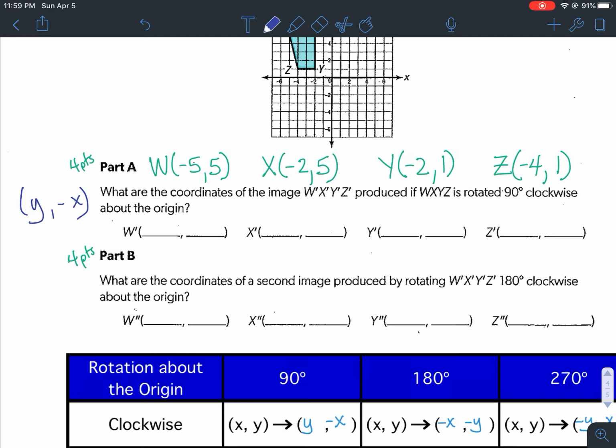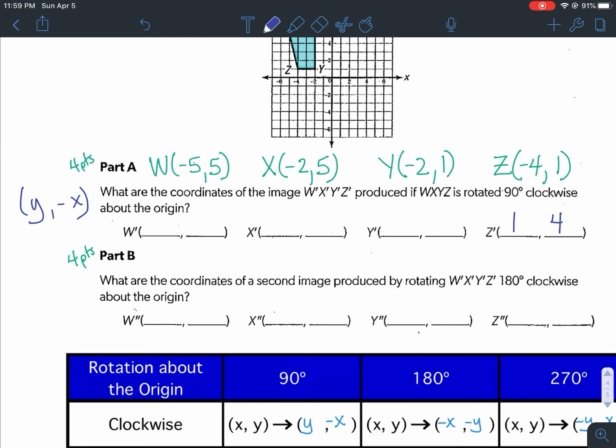I'm going to do Z with you. So (y, negative x). Let's look at the y coordinate on Z. My y coordinate on Z is 1. Since it just says y, that means it doesn't change. We keep it as 1. So for Z prime, 1 will become my x coordinate. Then it says opposite of x. Whatever your x coordinate is, you take the opposite of it. My x coordinate in Z is negative 4, so my y coordinate for Z prime is the opposite of negative 4, which is positive 4.